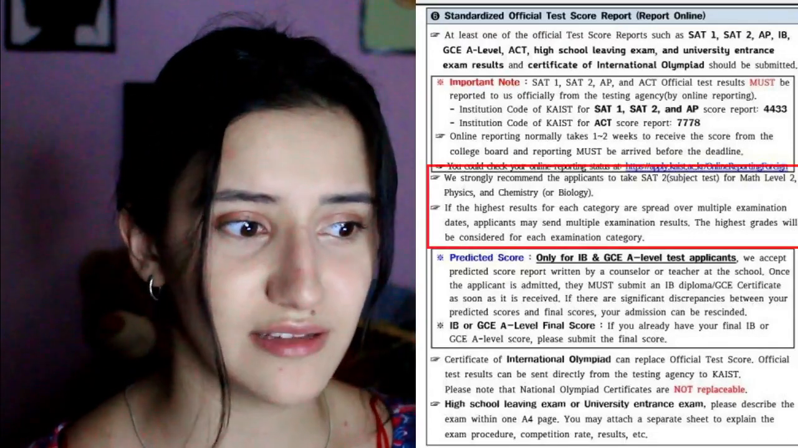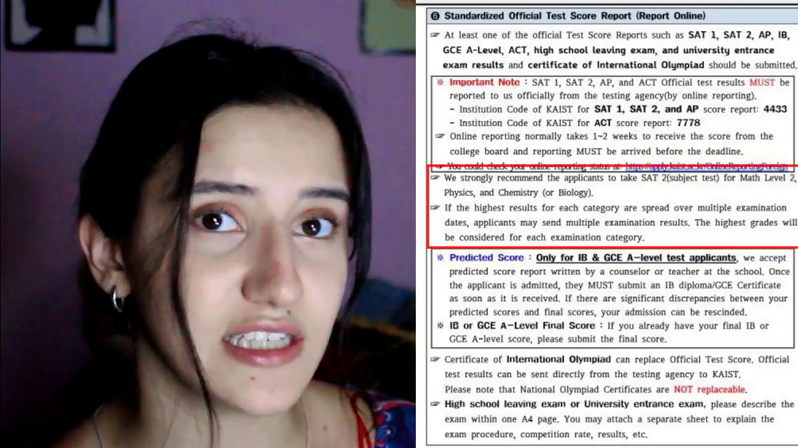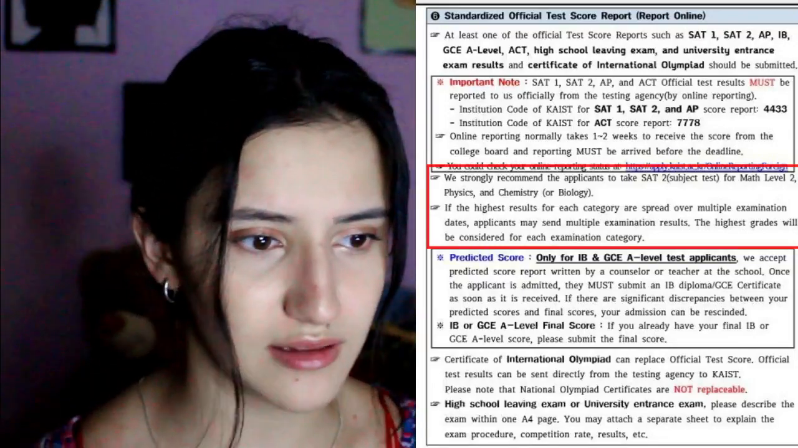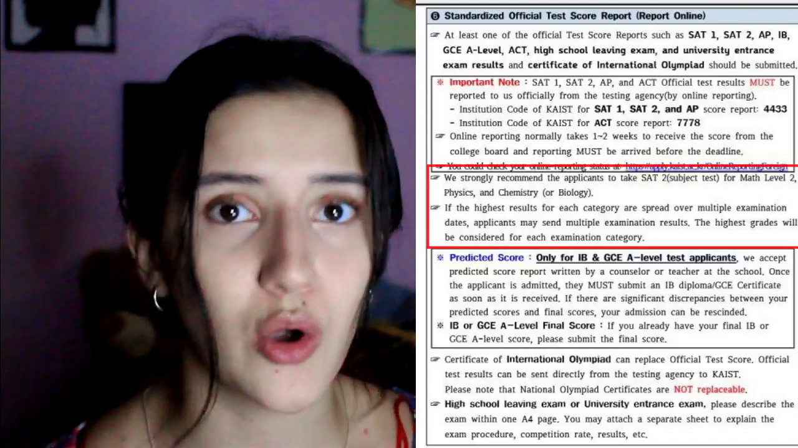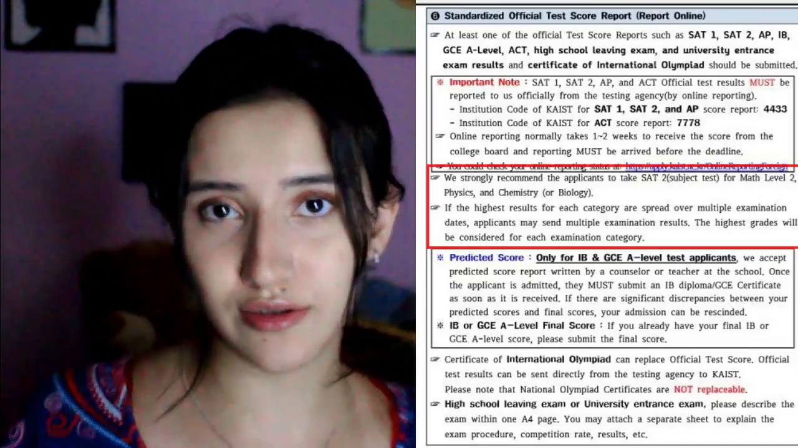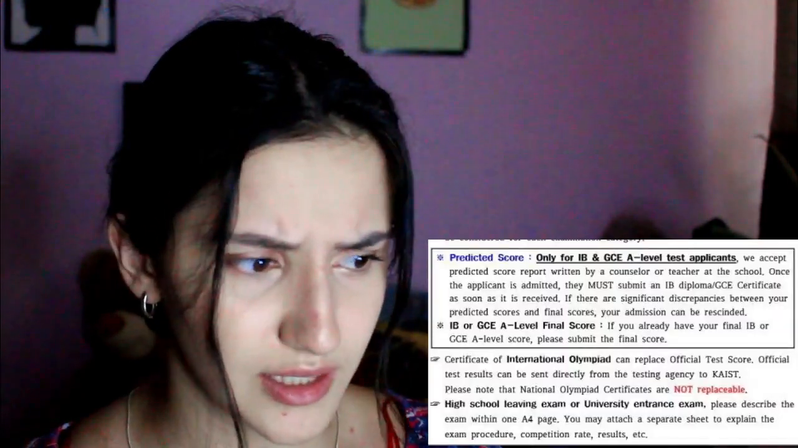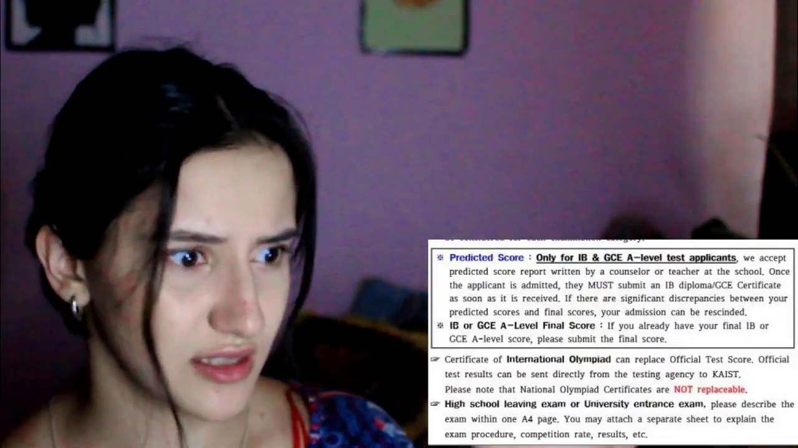KAIST strongly recommends that applicants take the SAT2 subject tests for Math Level 2, Physics and Chemistry or Biology. Since it's a science university, you need to have really good results for science subjects. Predicted score only for IB and GCE A-level test applicants. Just read them if you know what it is. I don't know what it is.